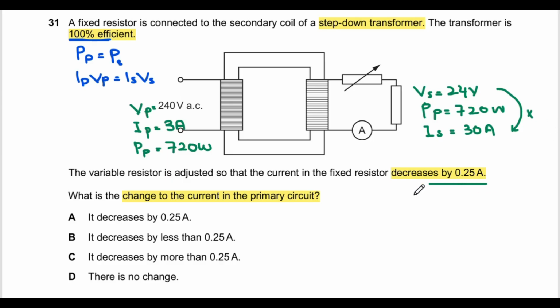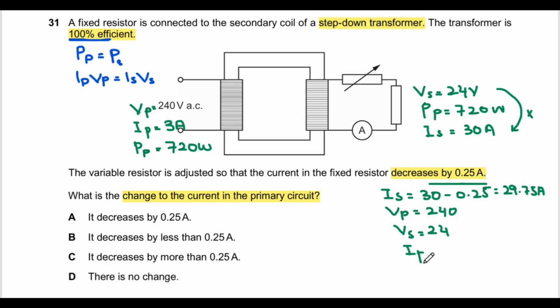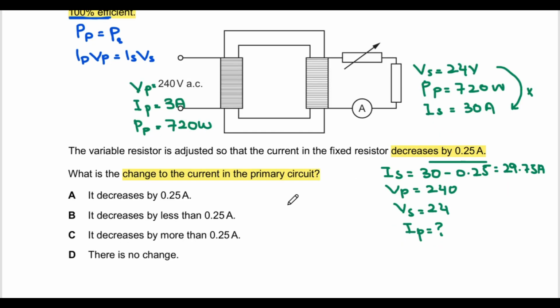But they are saying the value of secondary current is decreased by 0.25. That means Is is 30 minus 0.25, which would be 29.75 amperes. Now what will this decrease in current do to the current in the primary coil? Let me put the other values as they are. Vp is 240, Vs is 24. What will be Ip, or current in the primary coil, now?